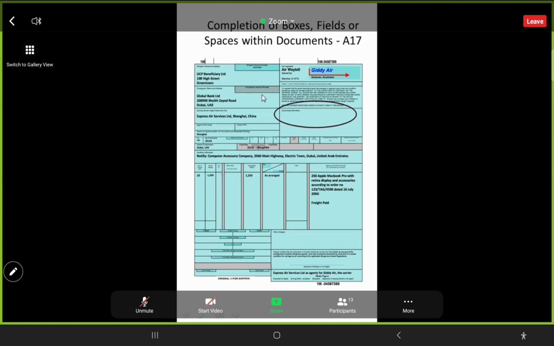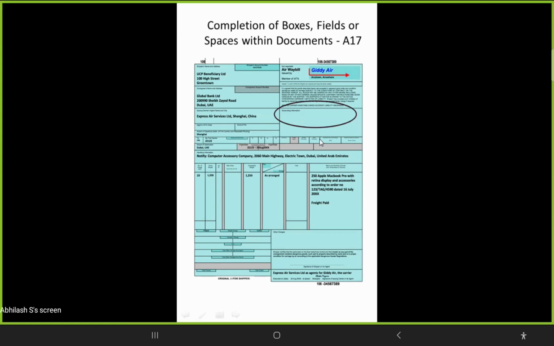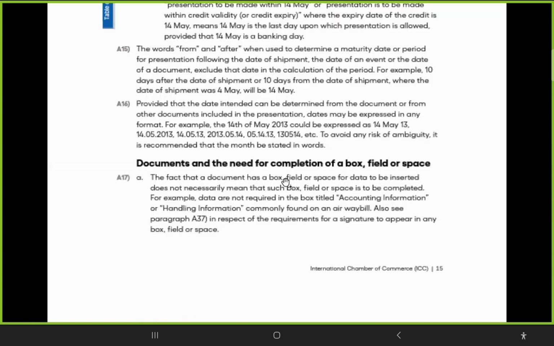So just because there is a provision and a box provided, you should not look for information in every box or provision that is given in a document. So that's what they say. The moment you see a provision, don't expect any information in it. You can just disregard it and move on. When you check the document, it's based on what the documentary credit requires and what is required as per UCP and ISBP that you need to validate in the document. The rest of the information can be left unattended. Even if there is a provision, it can be left blank.